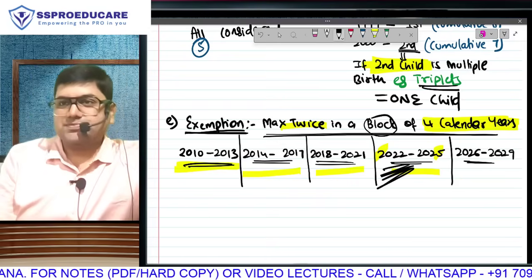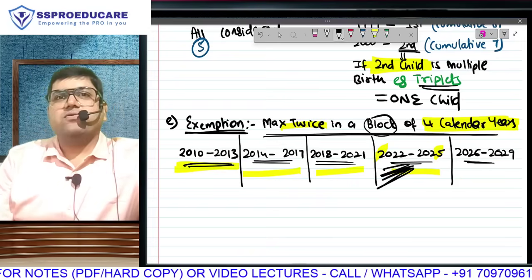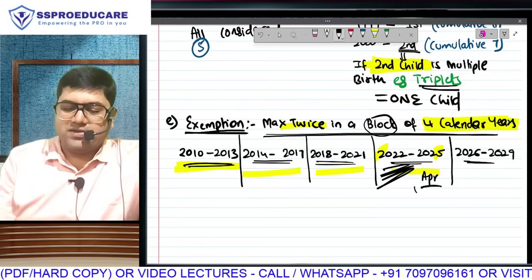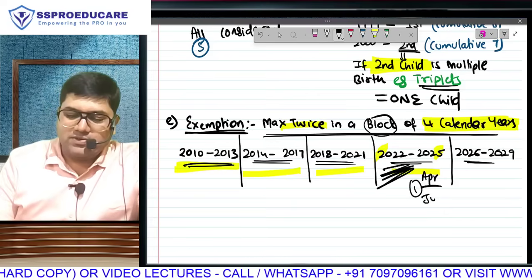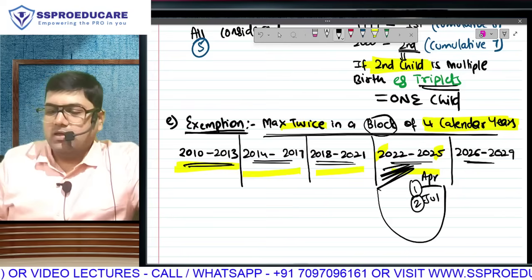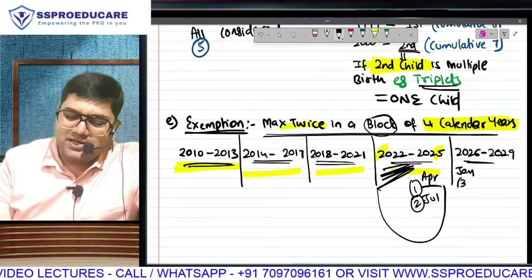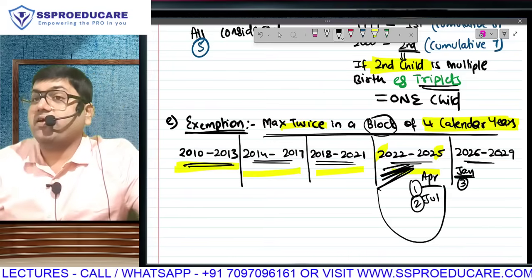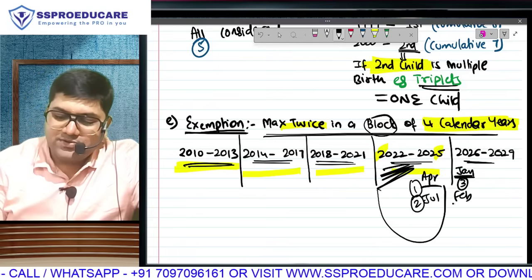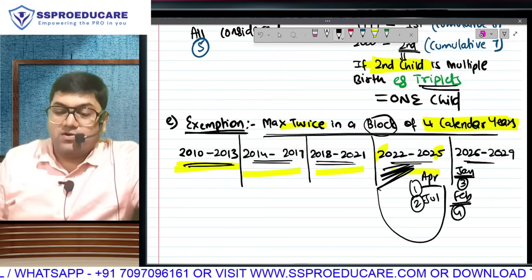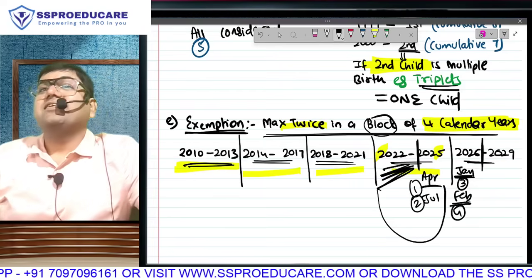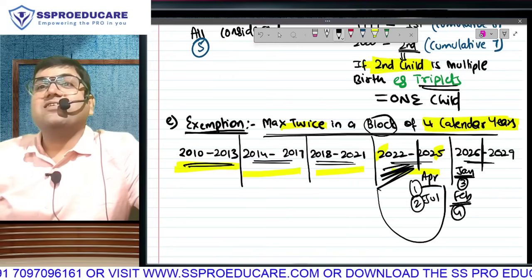Supposing this block starts, 22, 23, 24, I don't take any holiday. April 2025, I take my first benefit. And July 2025, I take my second benefit. Means in this block, I have taken the 2 exemptions. Then January 2026, I take my third holiday. Is this the same financial year 25-26? It is 25-26. And February 2026, I take my 4th holiday of the financial year 25-26, because income tax is not calculated on calendar year basis, it is calculated on financial year basis.